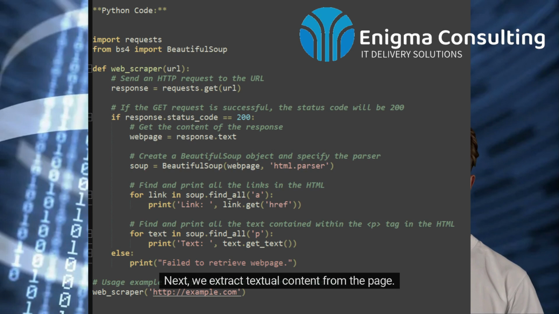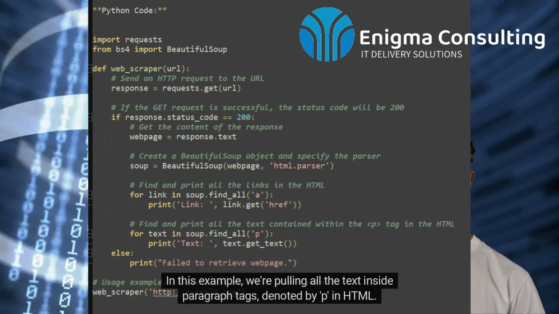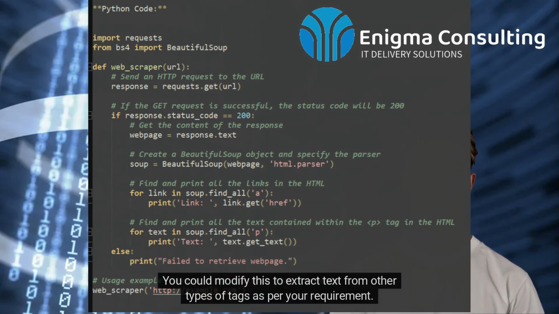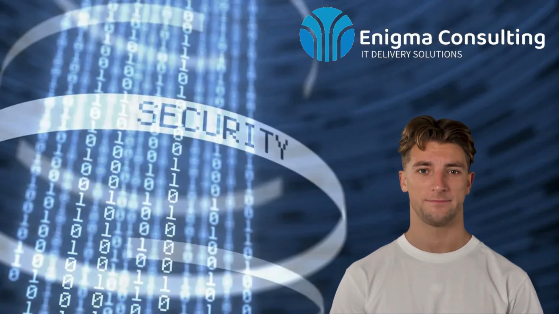Next, we extract textual content from the page. In this example, we're pulling all the text inside paragraph tags, denoted by <p> in HTML. You could modify this to extract text from other types of tags as per your requirement.